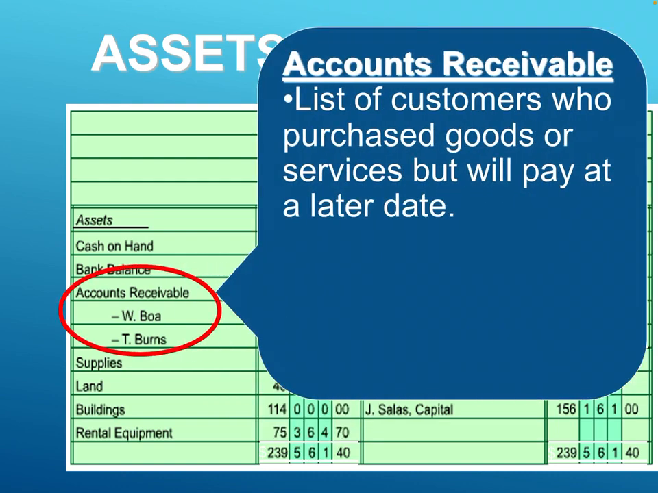Now, accounts receivable, you're like, well, what is accounts receivable? Accounts receivable is a list of customers who purchase goods or services but will pay at a later date. So if you have a cell phone or something, you'll get a bill and you have to pay for it then.